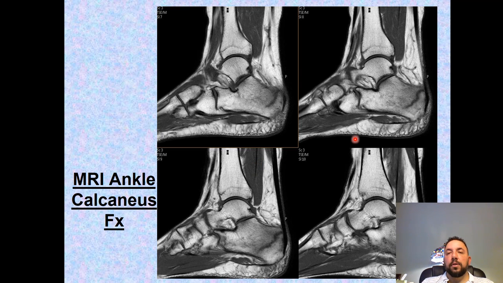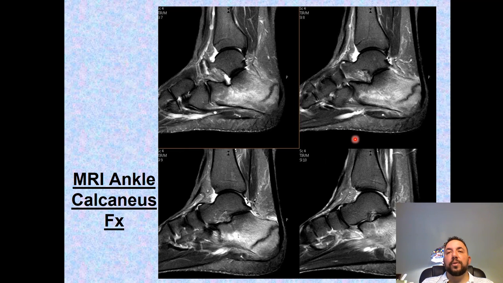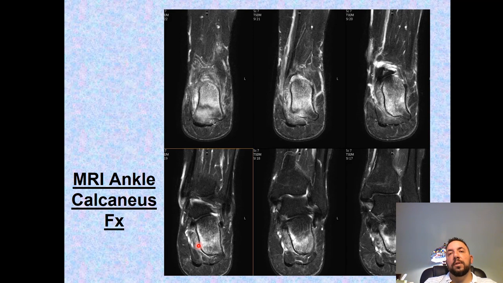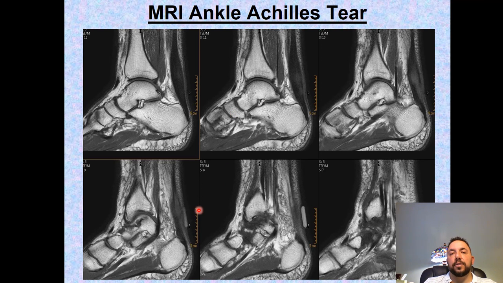Calcaneus fracture. On T1 you see that hypointense signal. On T2 or STIR you obviously see that hyperintensity indicating the fracture or the process. Calcaneus fracture in the axial view as well. And then the coronal plane, pretty obvious entity of pathology.